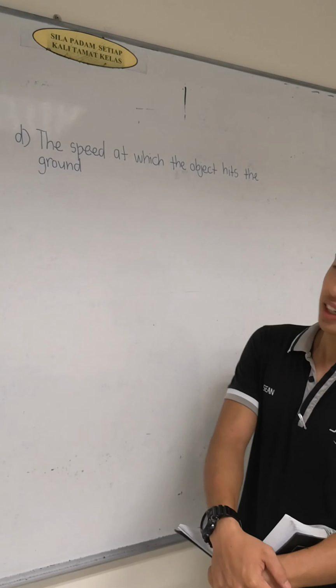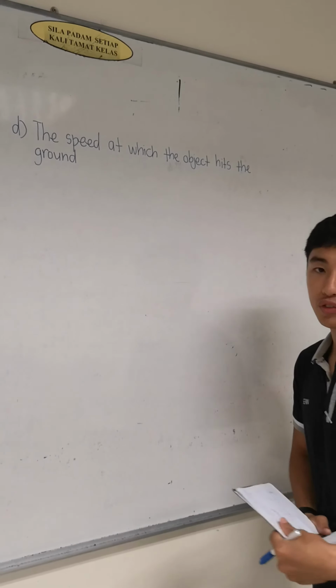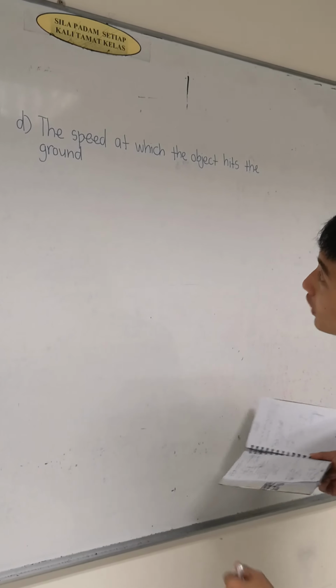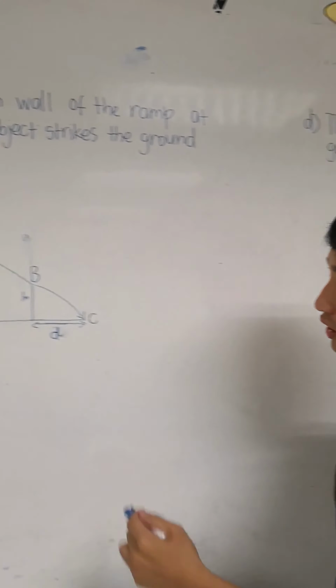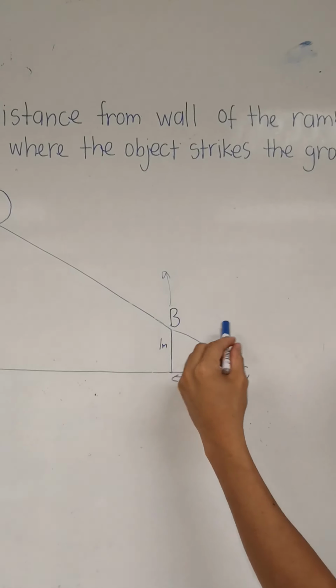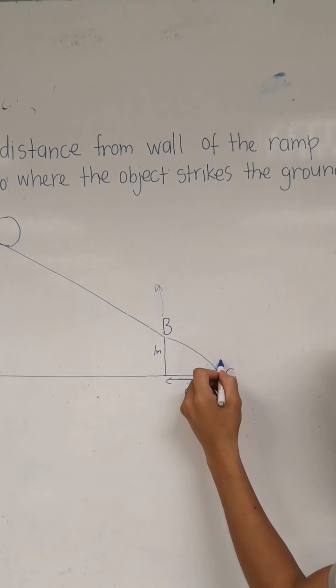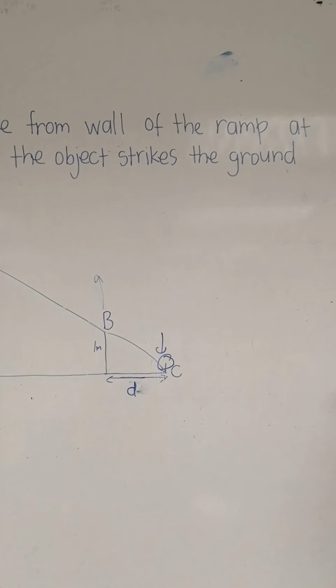Okay, last we go to question D, which is the last question for this question. So the question asks us to find the speed at which the object hits the ground. The question asks us to find the speed, the velocity of the object when it hits the ground. What is the velocity?